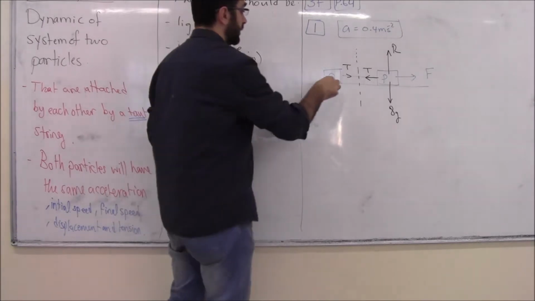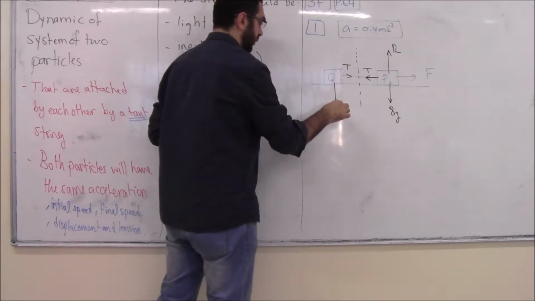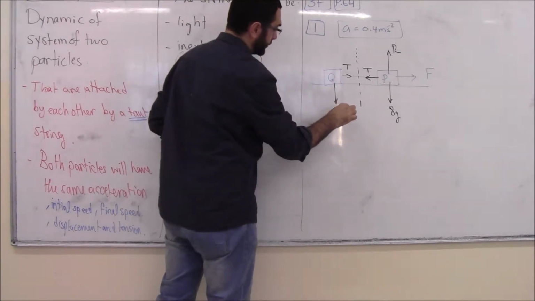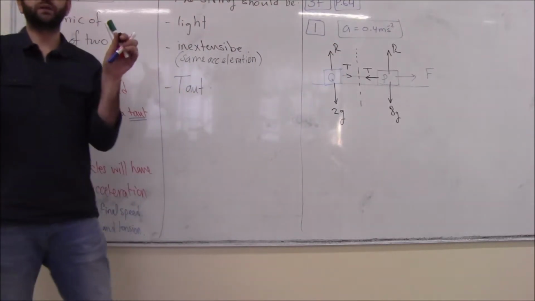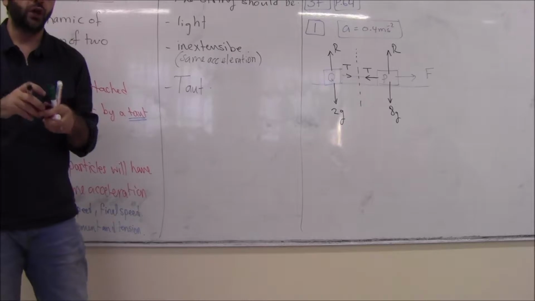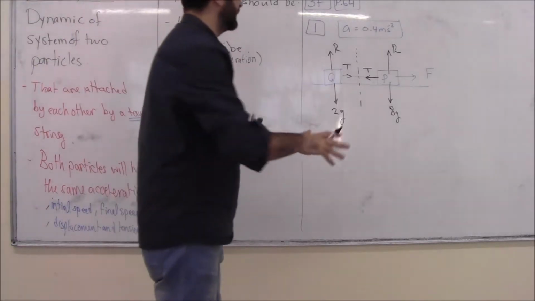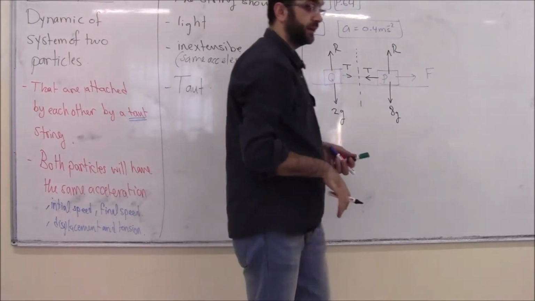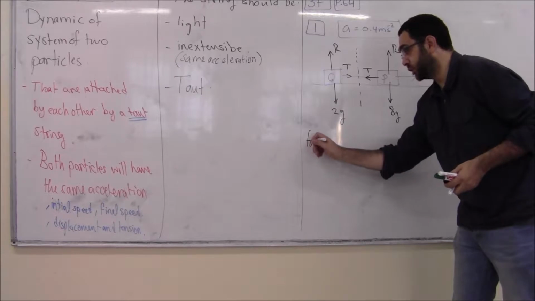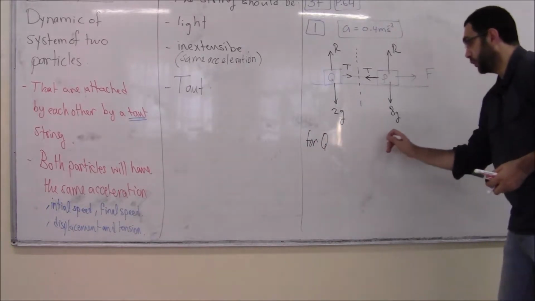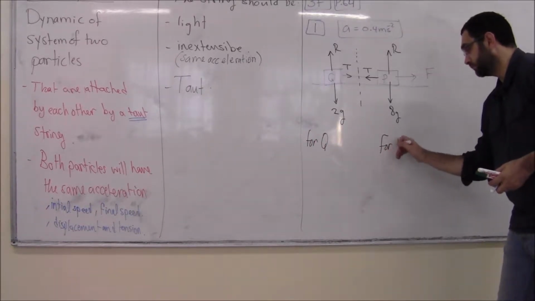Okay? Fine? What will we have also here? Weight, 2g. Normal. It's a smooth plane. Pay attention, please, guys. It's smooth, so no friction. So these are the forces applied along the two particles. I will treat them individually. For Q, and for P.